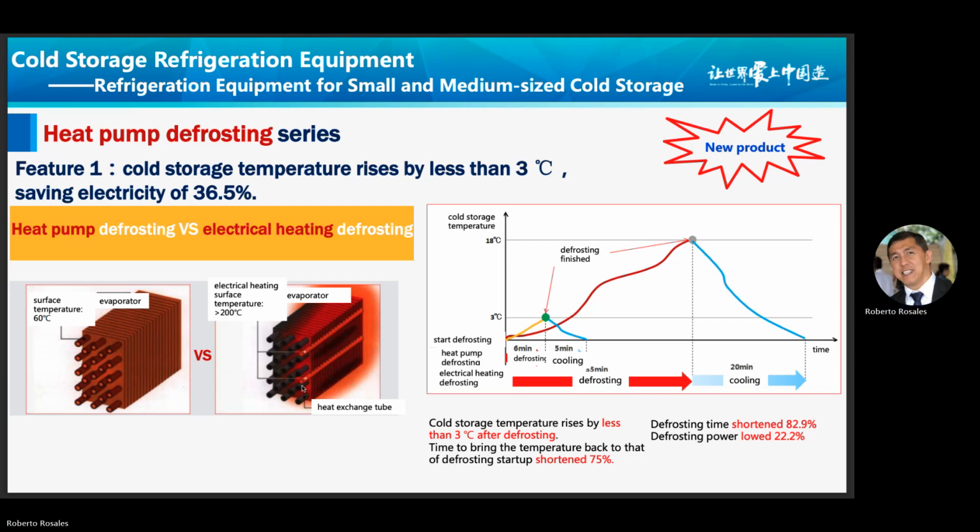Features: number one, it has a cold storage temperature rise of less than 3 degrees C and savings of electricity of 36.5%. Heat pump defrosting versus electrical heating defrosting. Heat pump defrosting only has a surface temperature of about 60 degrees C as compared to electrical heating surface temperature of more than 200 degrees C.